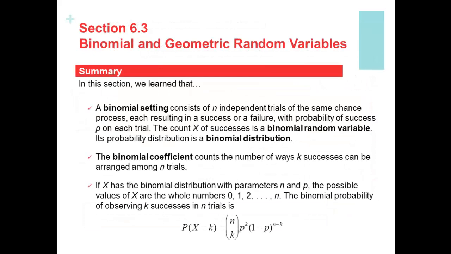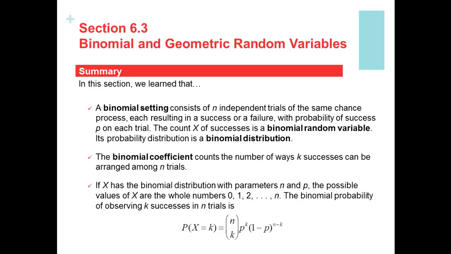Summarizing section 6.3 on binomial and geometric random variables. Remember, a binomial setting consists of n trials of some chance process. You must check BINS. The binomial coefficient counts the number of ways k successes can be arranged among n trials. Remember, that's written as n choose k, and it's equal to n factorial divided by k factorial times n minus k factorial.